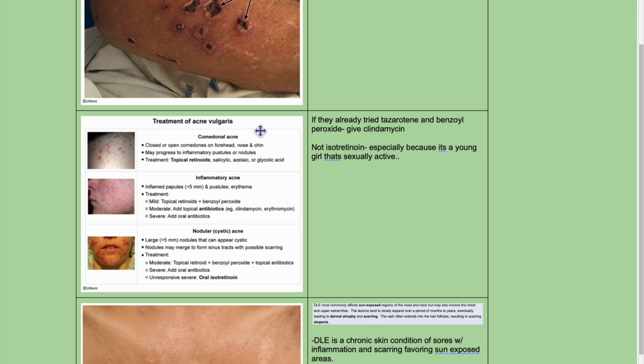Treatment for acne vulgaris. If they already tried tazarotene and benzoyl peroxide, you give clindamycin. You don't give isotretinoin, especially because it's a young girl that's sexually active. Okay.